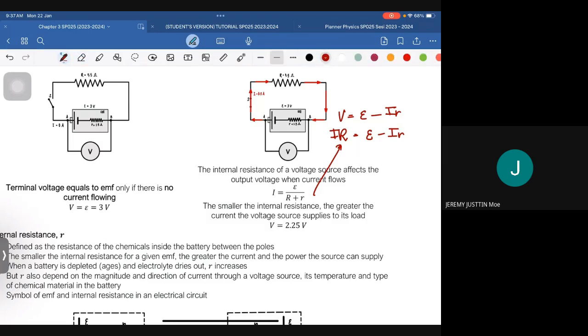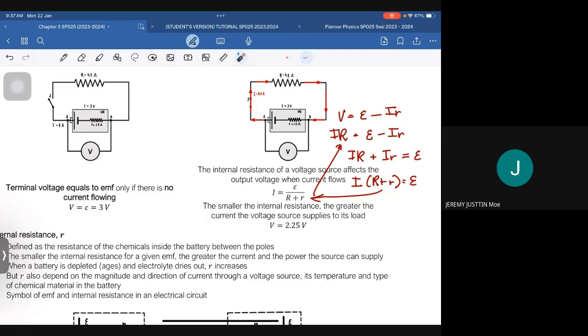Saya rearrange dulu. So IR plus I lowercase r equals EMF. And then kamu akan dapat (R plus r) I equal to EMF. So dari sini dapatlah equation yang ini. Okay, so this concept here, yang substitute V equal to IR ni, kamu kena ingatlah, especially on Ohm's law. Sebab again, subtopik seterusnya memang akan apply this concept. Okay, so make sure the basic here kamu faham.